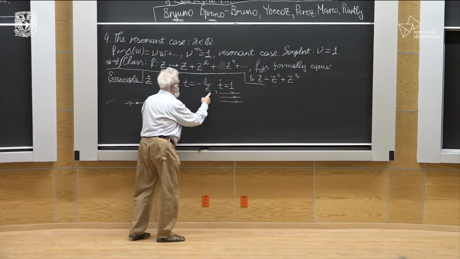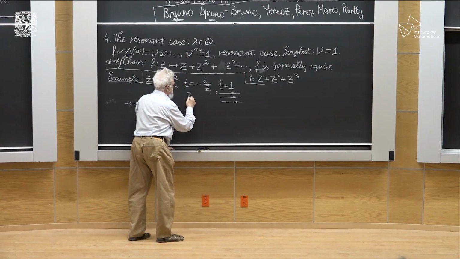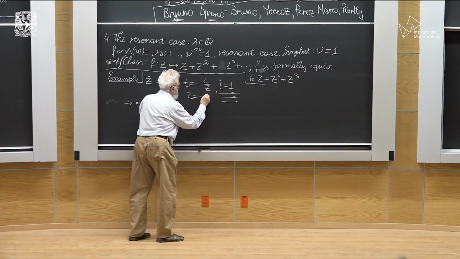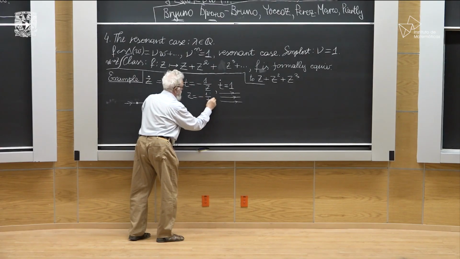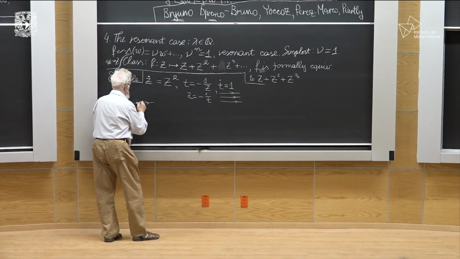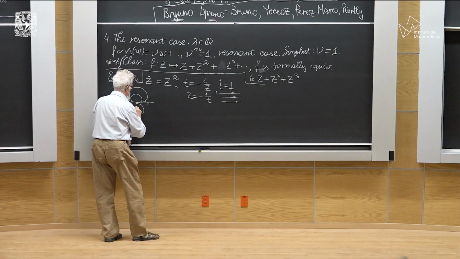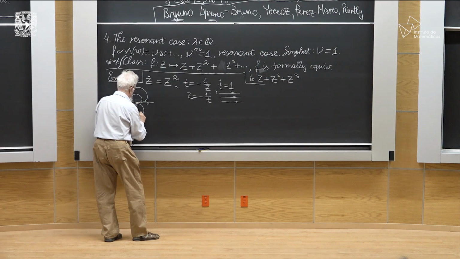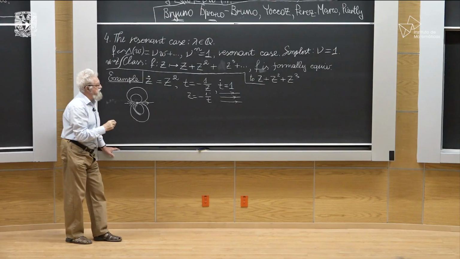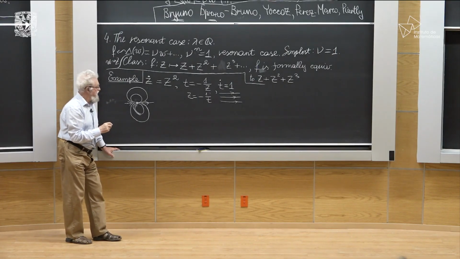So the phase curves here are just the horizontal lines. And if you make back the transformation z equals minus 1 over t, then these horizontal lines will come to the circles tangent to the real axis. So this is an actual phase portrait of this differential equation.